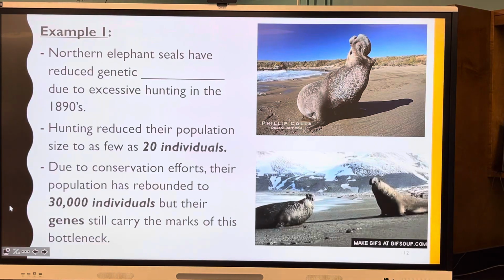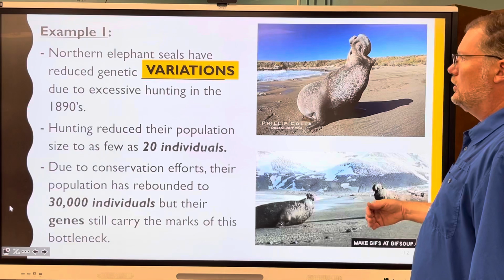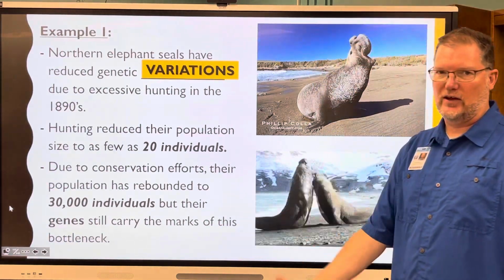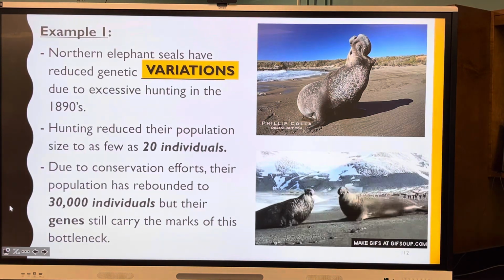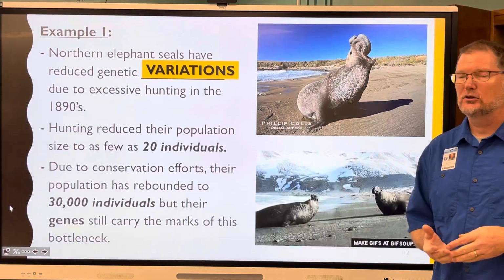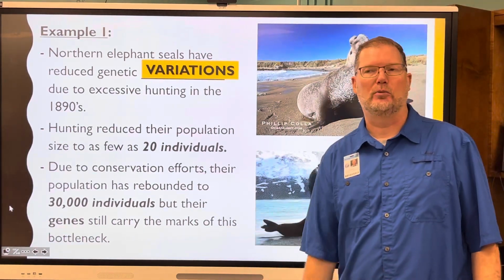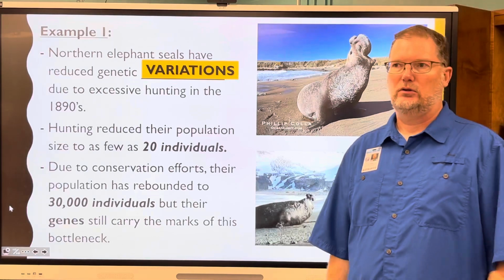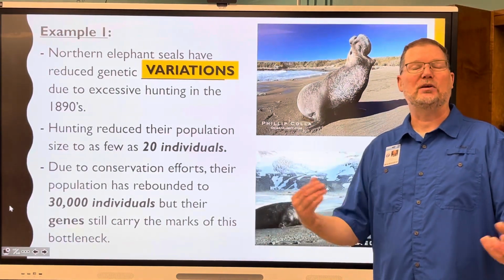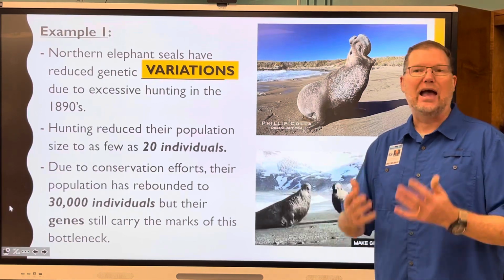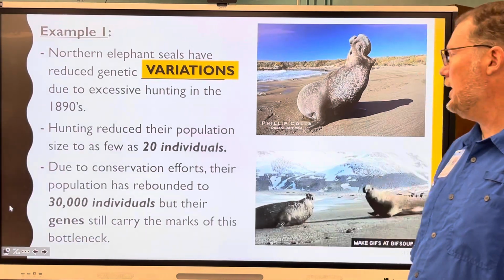Another example, elephant seals have reduced genetic variations because of excessive hunting. Again, humans not thinking past their wallet, okay? So hunting reduced their population to as few as 20 individuals. Can you imagine? Something comes by through the solar system and wipes out all the human Earth, and there's only like 100 people left. That's a similar situation. Could we come back? Could the species come back from 100 individuals? Yes. But it's scary. It's scary, okay?